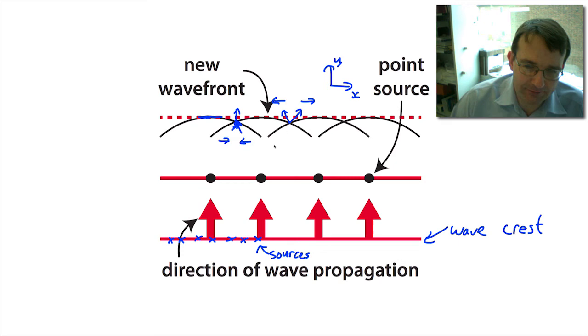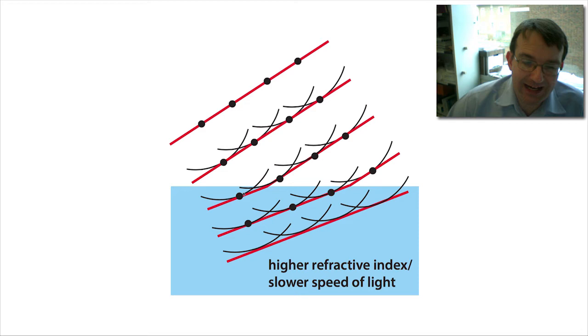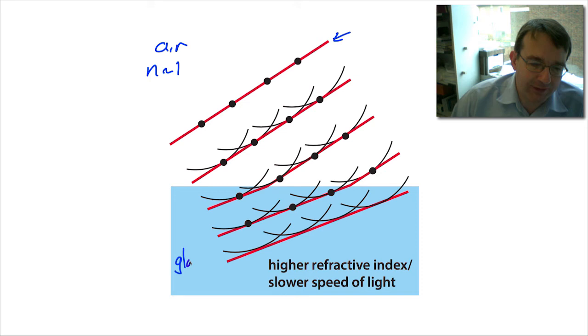Now, where Huygens' principle is very useful is in explaining why refraction occurs. Why do we get this bending of light when it crosses into a new medium? Well, this diagram here shows you the basic principle of what's going on. Here we have our wave fronts that are out in the fast medium. So this is, let's say, air, and n is roughly equal to 1. And then here we have glass, and n is of the order of 1.5.